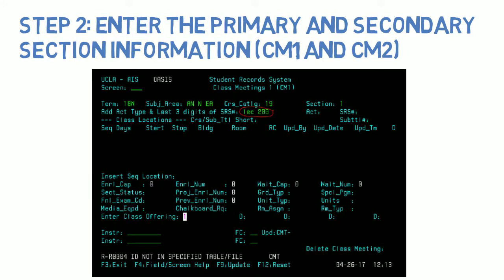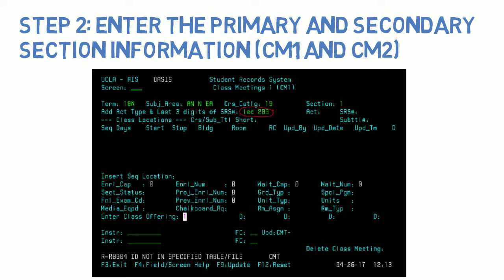Step 2. Enter the primary and secondary section information on the CM1 and CM2 screens. Once the class has been established on the CUD screen, section information for all sections, primary and secondary, can be entered on the CM1 and CM2 screens on Oasis. Please note, it is highly recommended that you enter all the information for the primary section before entering the secondary section or sections. If you type CM1 on the CUD screen and press F9, the class will be carried over.